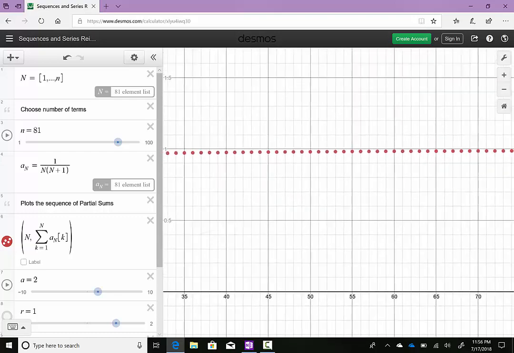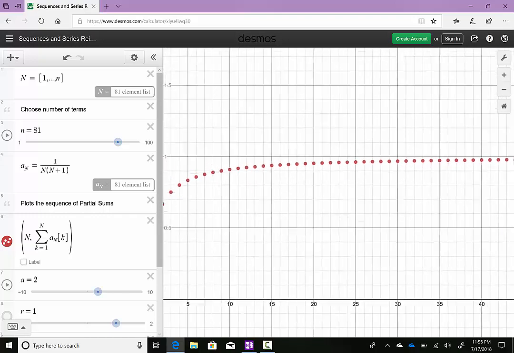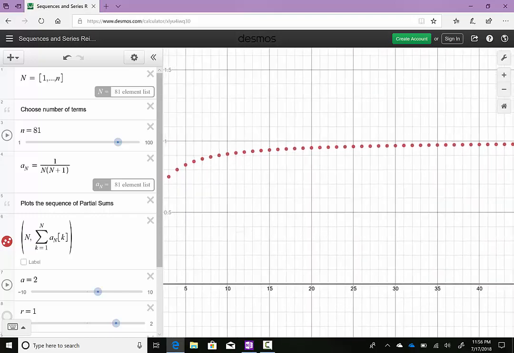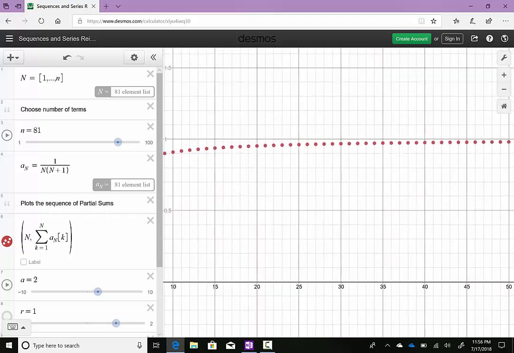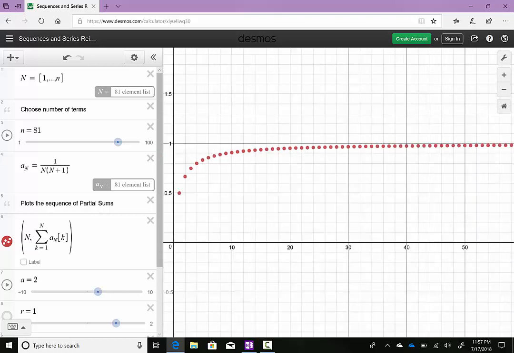The values are getting closer and closer to the number 1, which is what we expected the limit of this sequence of partial sums to be. So this is how you might investigate this on Desmos. You can also investigate this in Excel, and I wanted to show you that quickly.